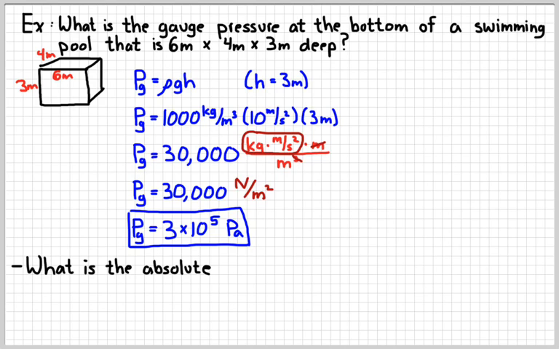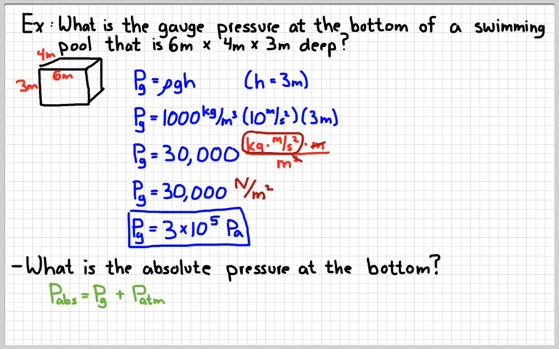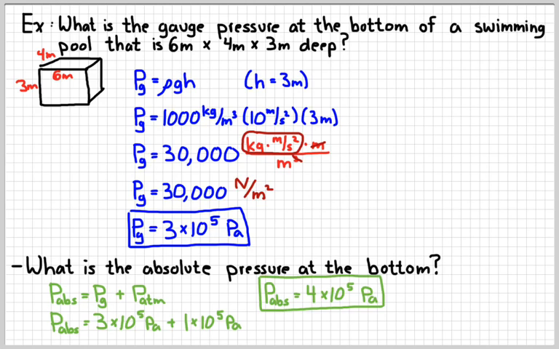If we wanted to know the absolute pressure at the bottom, all we have to do is add in the pressure due to the atmosphere. The pressure due to the atmosphere is 1 times 10 to the 5th pascals. And so you add those together, you get 4 times 10 to the 5th pascals. So that's all you have to do to go from gauge pressure to absolute pressure.